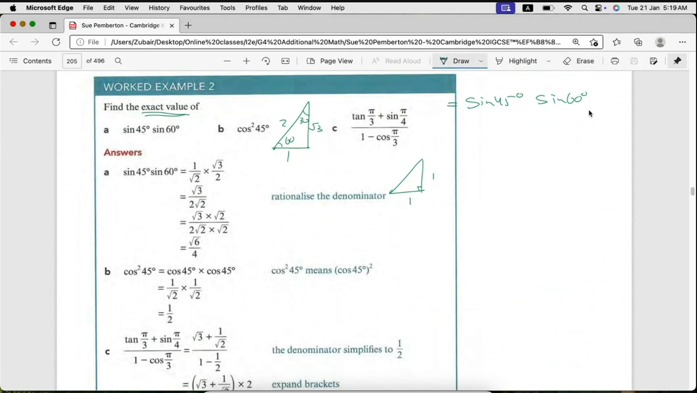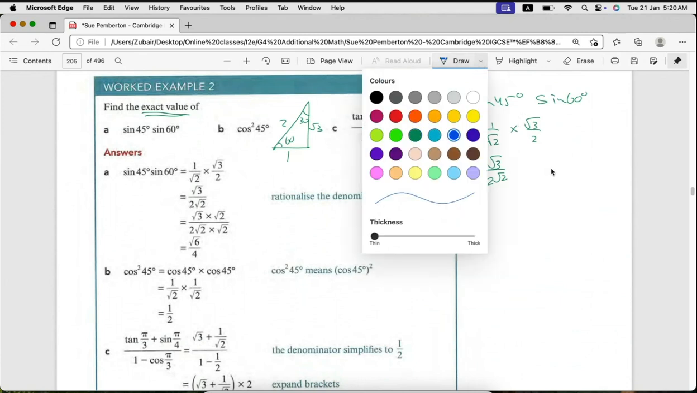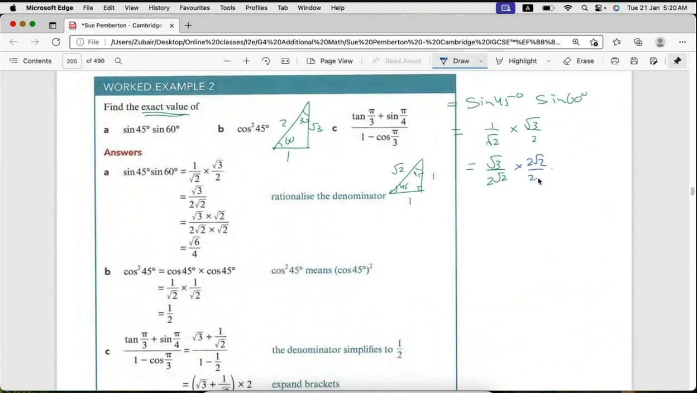Okay. So sine 45 and sine 60, we just got done with the triangles. Sine 45 is 1 by square root 2, times sine 60, which is square root 3 by 2. So that's square root 3 over 2 square root 2, and I'm rationalizing it in the same step. So that's square root 6 by 4.